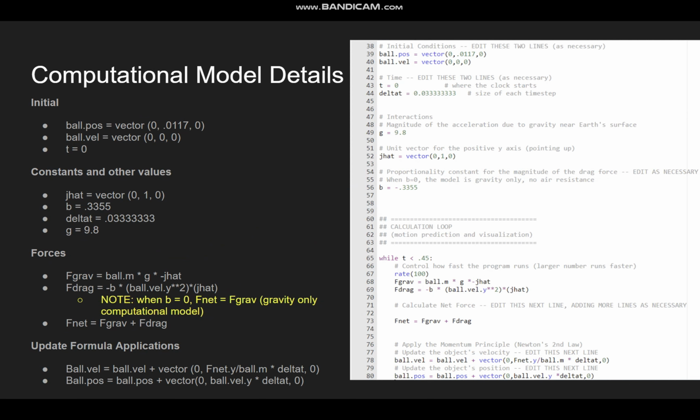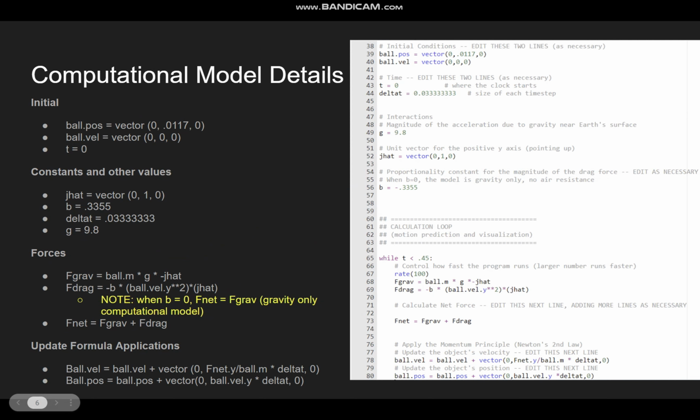Computational model details. Our initial ball position is the initial position mentioned on the previous slide. Our ball velocity is 0, and our t is 0 initially. Our constants and values are as follows. Our j hat, as specified earlier. Our b is 0.3355, found by guess and check. Our delta t is 0.03333 seconds, and our g is 9.8.